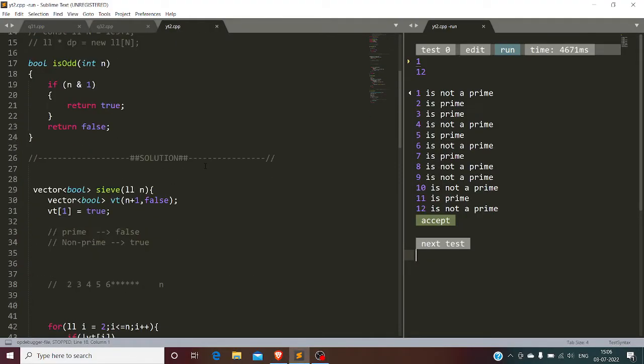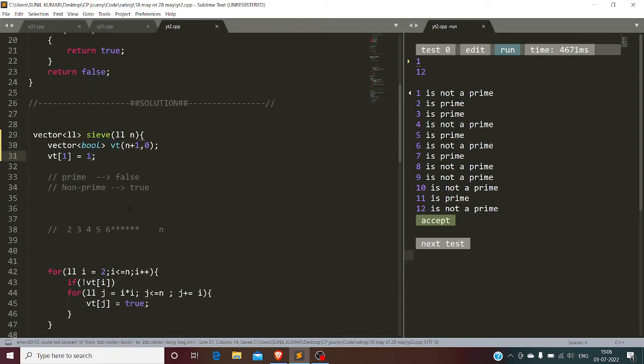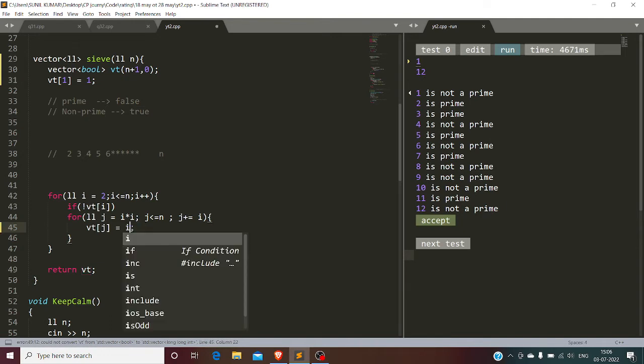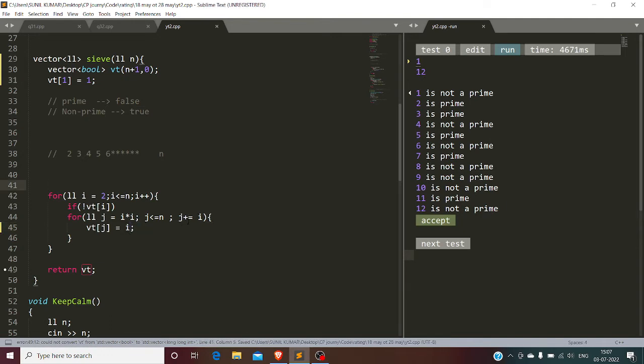So what we can do is, instead of bool, we can store something in it, right? What we are storing, first of all, 0 represents that this number is prime. 1 is not a prime, so I would set vt of 1 to 1, and then let's go ahead. If vt of i is 0, meaning it is prime, then come inside, and what you need to do is store i here. Why am I storing i? Let's see how I can explain.